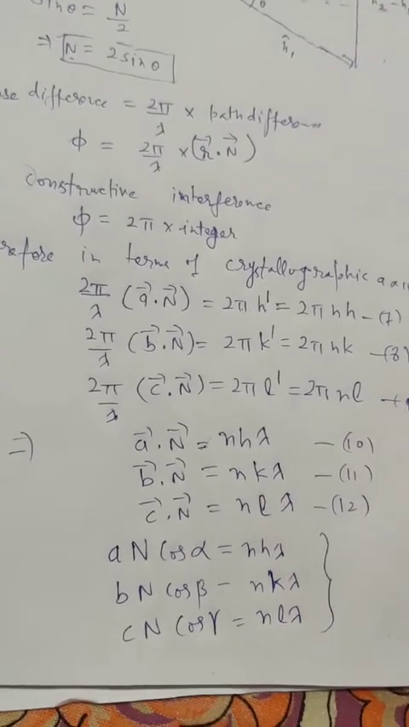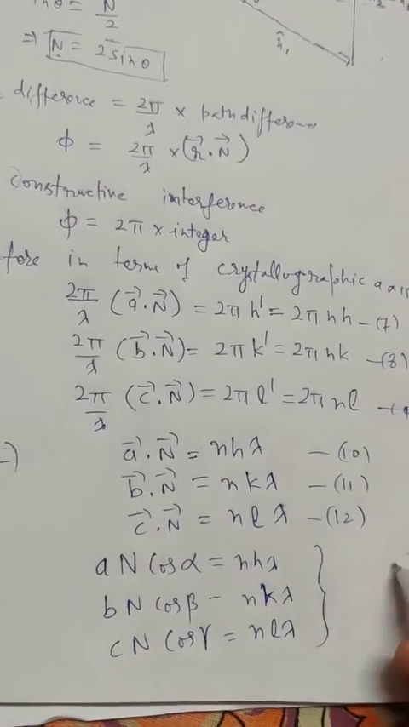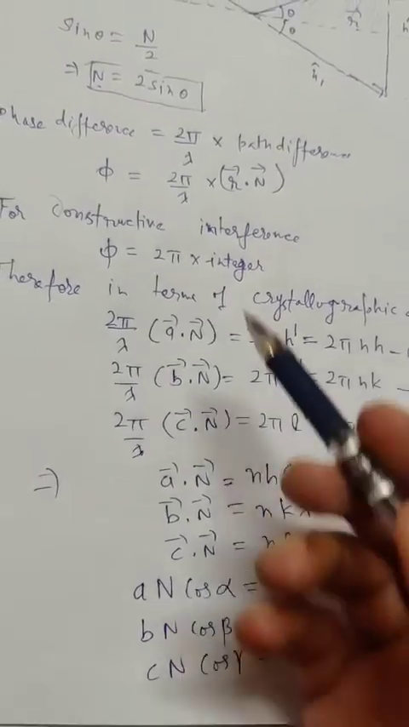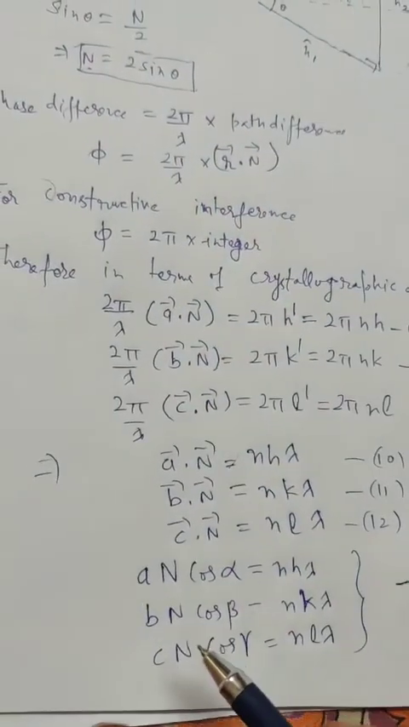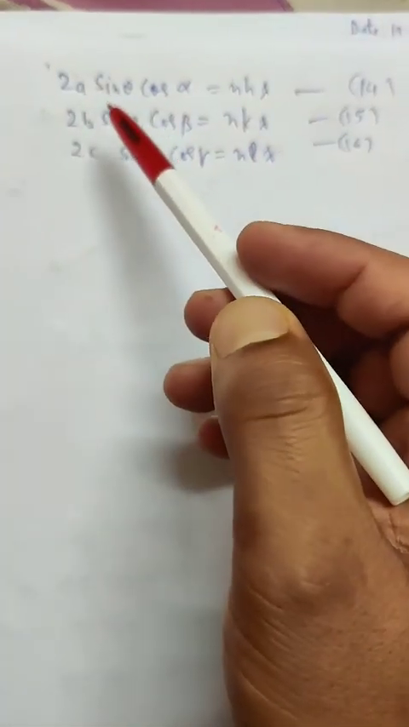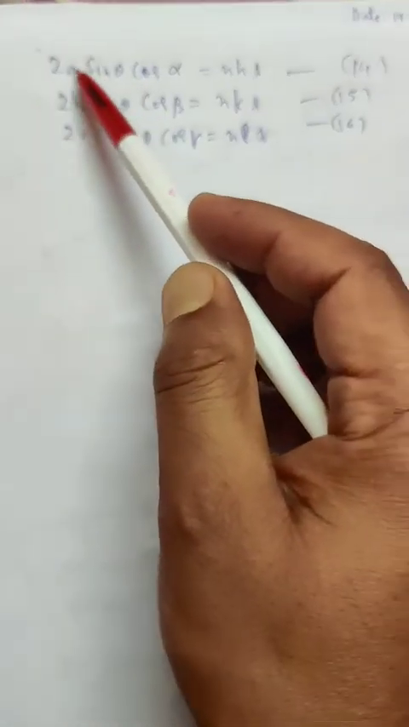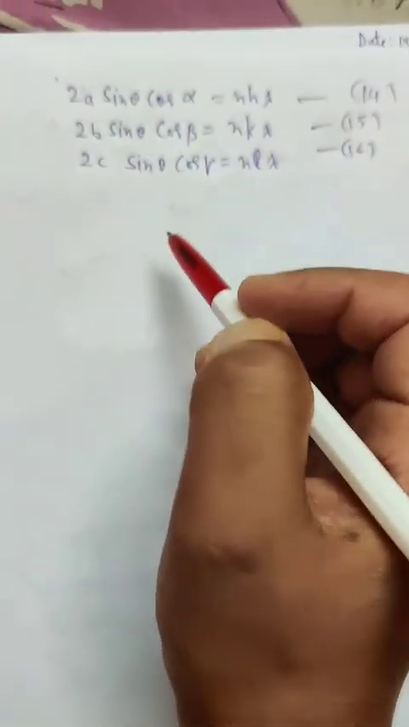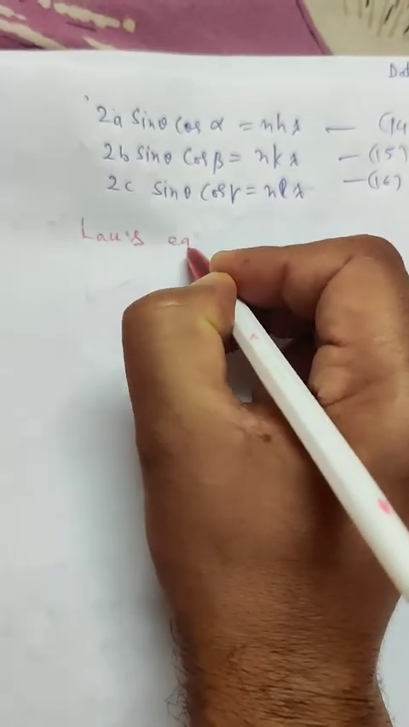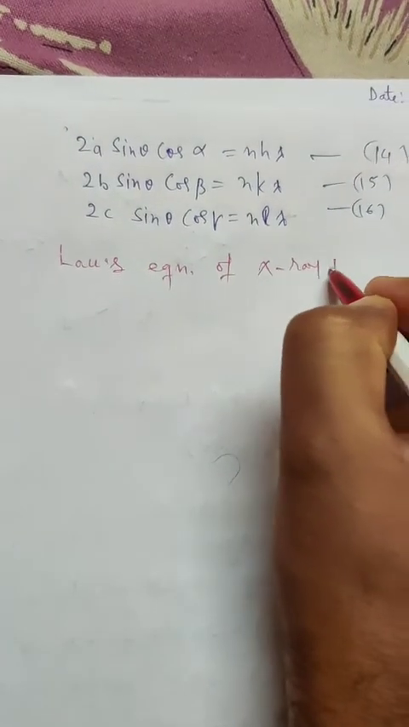Now we will put the value of n into these equations. For equation number 13, we put the value n equal to 2 sine theta. By putting the value of n, we will get 2a sine theta cos alpha equal to h lambda, and similarly for the others. These equations are known as Laue's equations of X-ray diffraction.